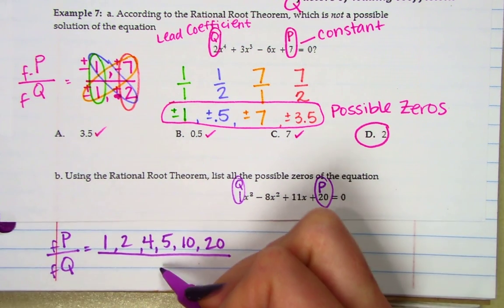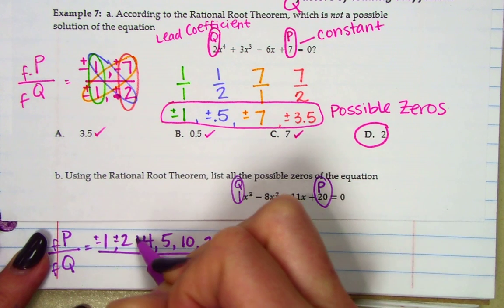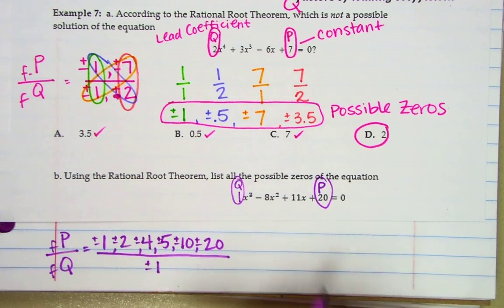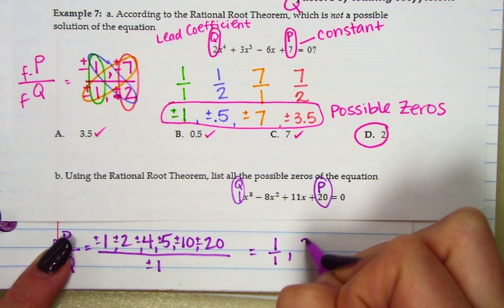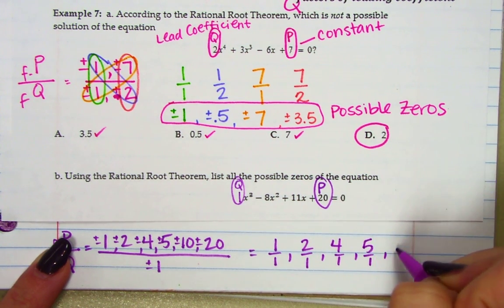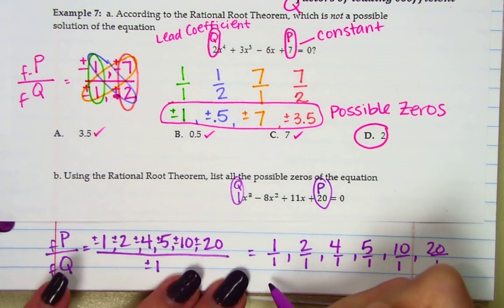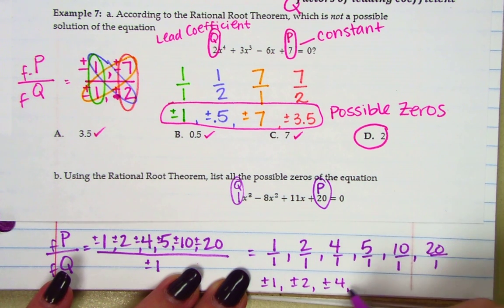Whenever q, the leading coefficient, is 1, that makes it a lot easier, because that's the only thing that's going to go on the bottom. All these are plus or minus. This makes it a lot easier because you're just dividing by 1. 1 divided by 1, 2 divided by 1, 4 divided by 1, 5 divided by 1, 10 divided by 1, 20 divided by 1. So all the possible ones are plus or minus 1, 2, 4, 5, 10, and 20.